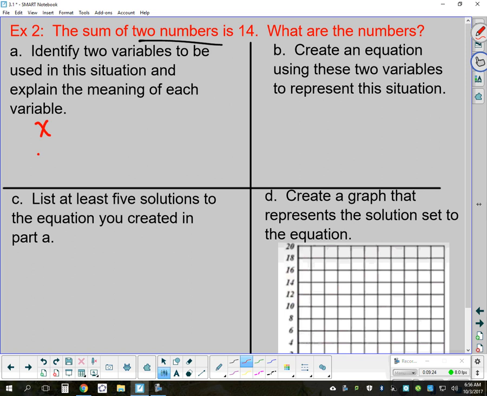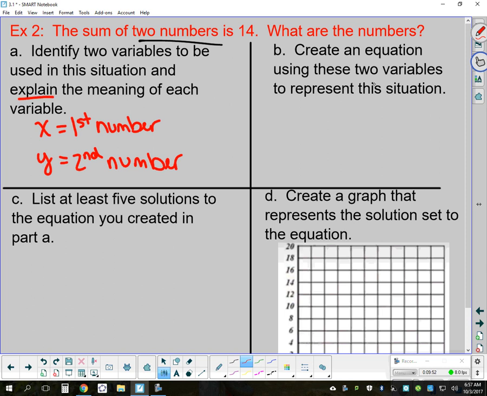I'm going to pick x and y because I'm a little boring, but you could pick anything you want. Any 2 letters you want. X will just be the first number, and y equals the second number. Anytime you're asked to define a variable or explain the meaning of each variable, they want you to not only give the letters, but they also want you to say what they stand for. So something just like this is fine for an explanation.